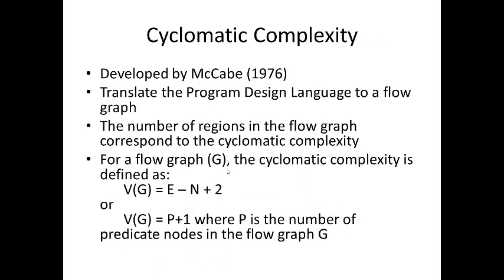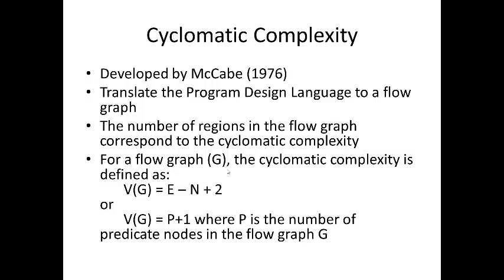And once you have this flow graph, you can compute something called the cyclomatic complexity. The cyclomatic complexity gives you an idea of how difficult it is going to be to test these things. Developed by McCabe in 1976, you translate the program design to a flow graph, and then the number of regions in the flow graph corresponds to the cyclomatic complexity.